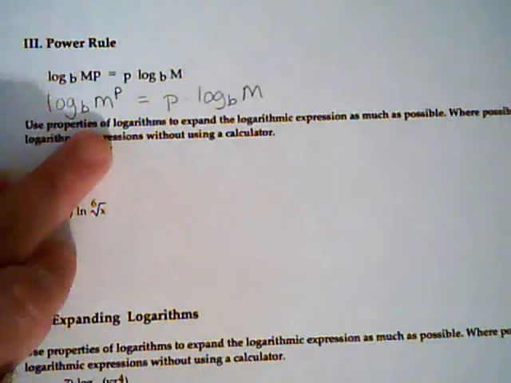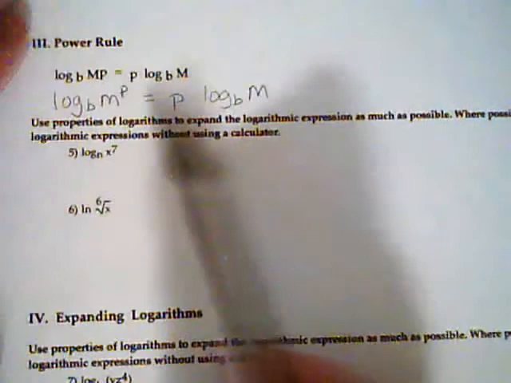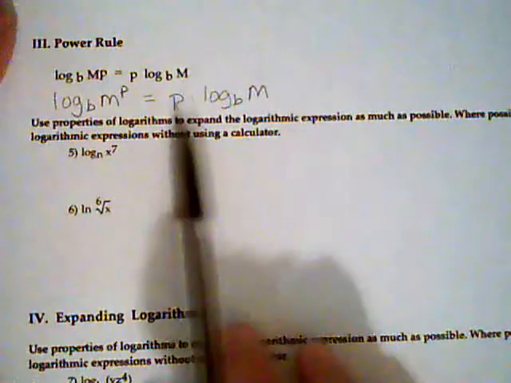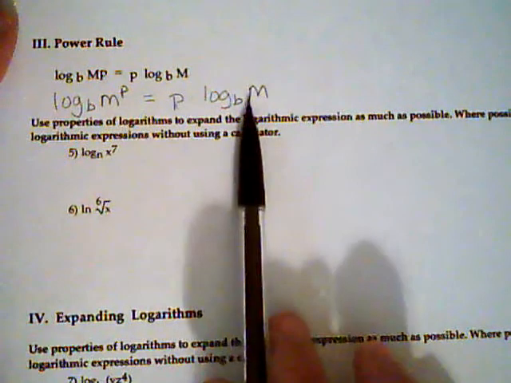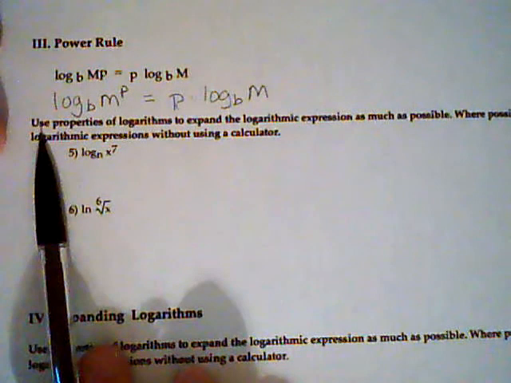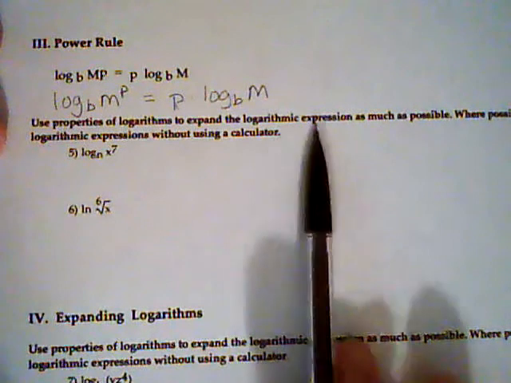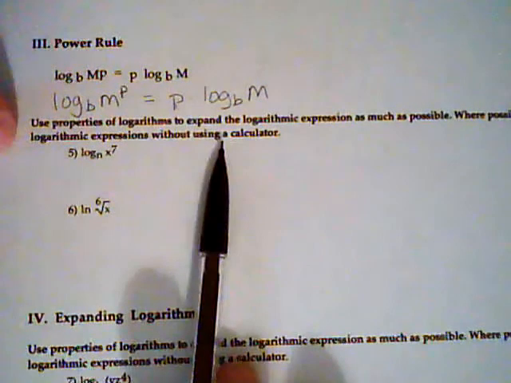So if you have your argument raised to a power here, then you can bring it in front, and it's equivalent to that number times your logarithmic expression. Okay, so your directions here say use the properties of logs to expand the logarithmic expression as much as possible, and then always evaluate if you can.